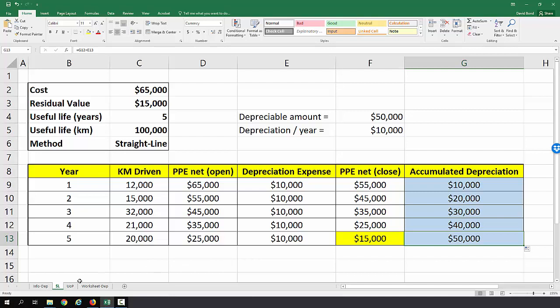Once we've done straight line, we're now going to look at units of production. So we're going to have the same essential setup.